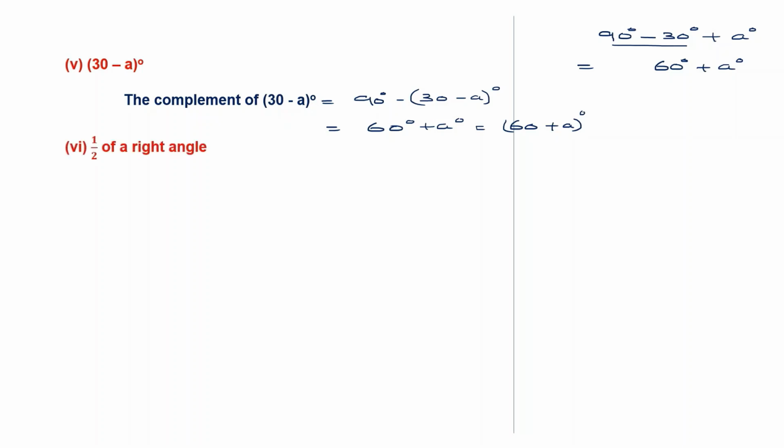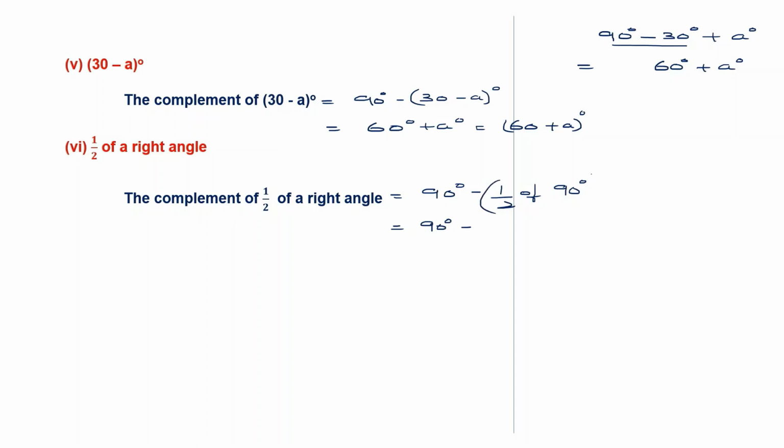Question 6. Half of a right angle. The complement of half of a right angle will be 90 degrees minus half of a right angle. So half of a right angle means half of, again, 90 degrees. So this will be 90 degrees minus, now if you work this out, how much is half of 90? Half means 1 by 2 into 90 degrees, 90. Now cancel what we can. 2 into 45 will be 90. So 1 into 45 is 45.